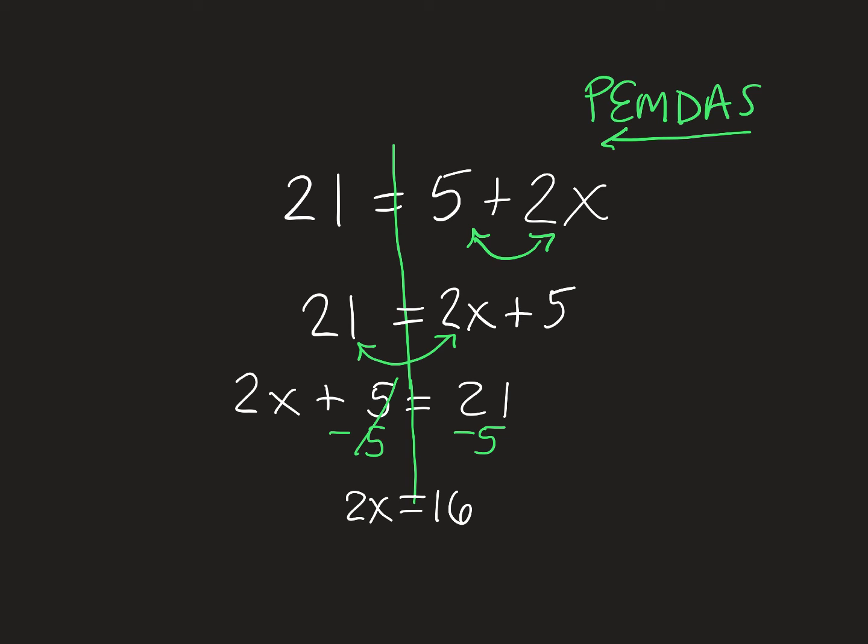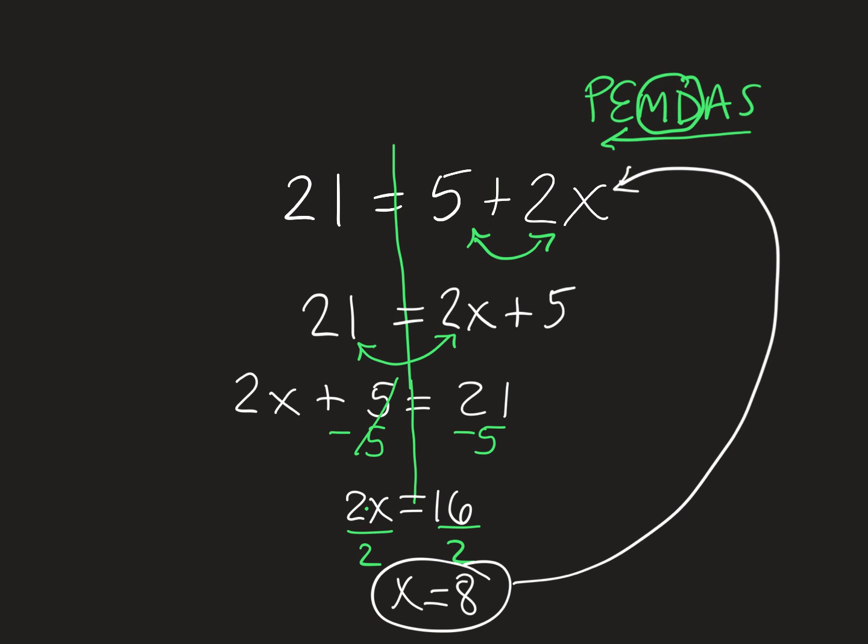And then you see that there's nothing between the 2 and the x. We know that means multiply. So the opposite of multiplying is dividing. They're connected together. So you would divide both sides by 2, and you're left with x equals 8. Again, for the check, you replace your x with the 8.